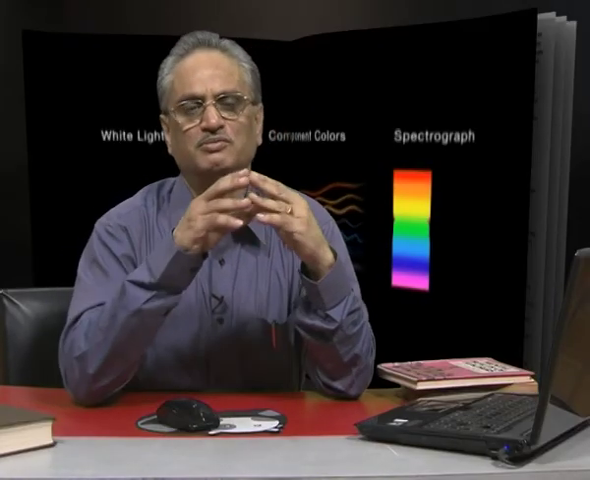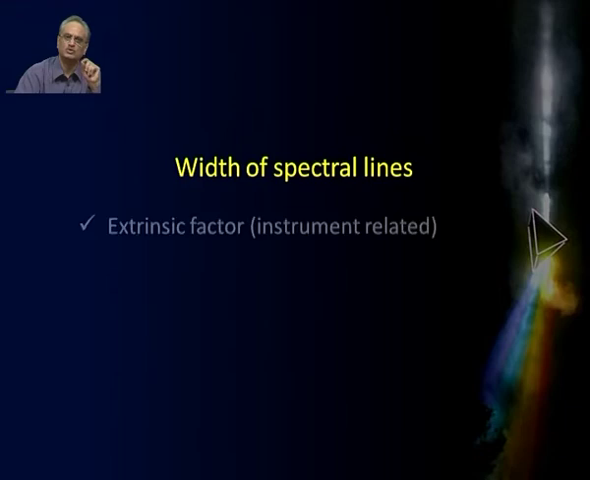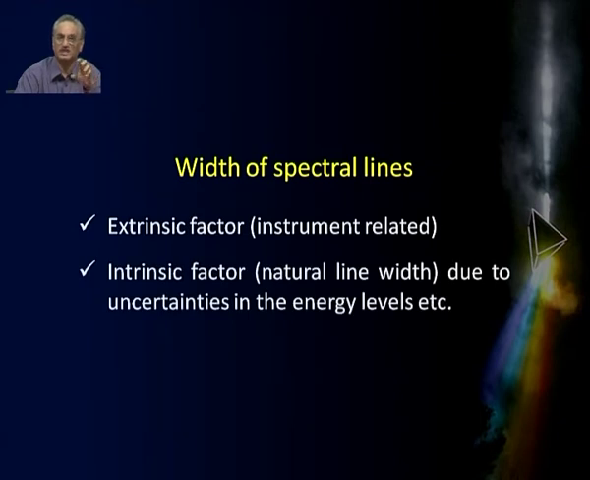Now, let me take up the third characteristic of my spectrum, that is the width of the spectral line, and this width depends on two things. One is an extrinsic factor or instrument related factor, and second is the intrinsic factor, which is more pertinent here, which I want to focus on. Let us talk about each one of them.